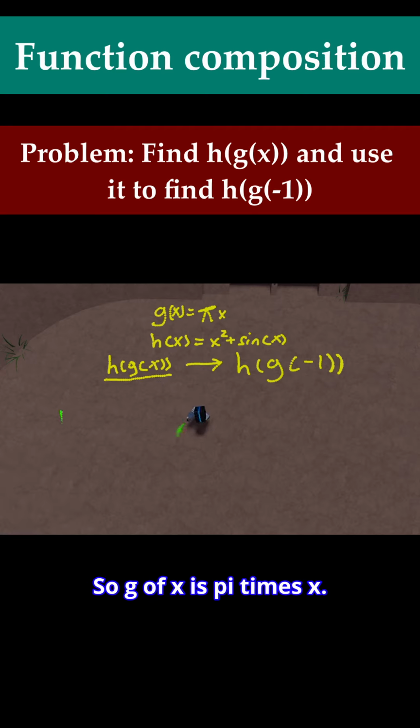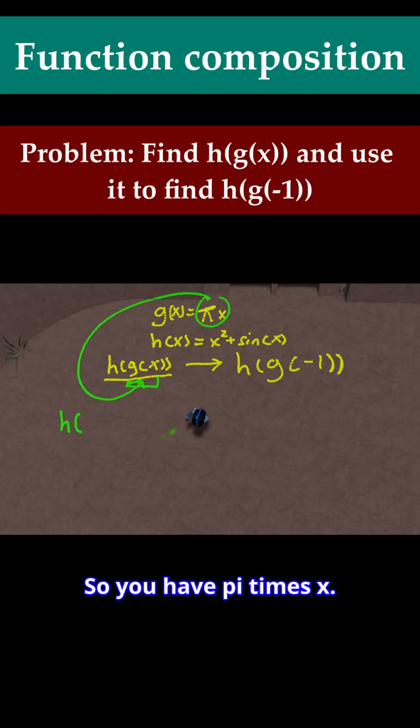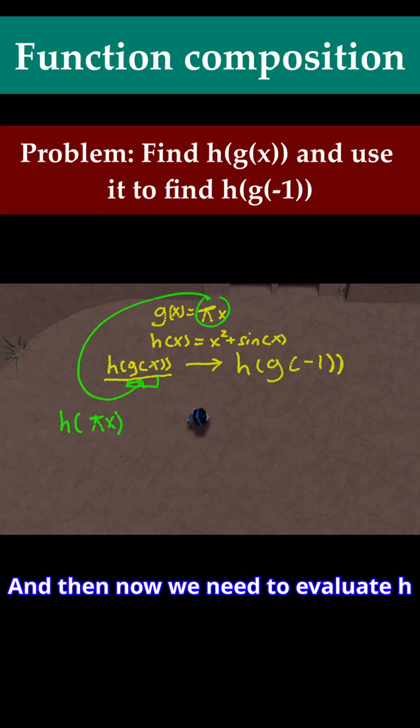So g of x is pi times x. So I can plug that in for g of x. So all of this will just go into there. So you have pi times x. And then now we need to evaluate h of pi times x.